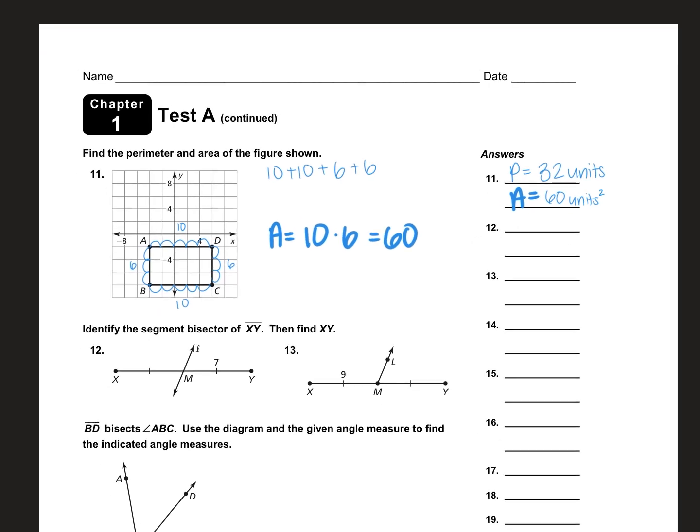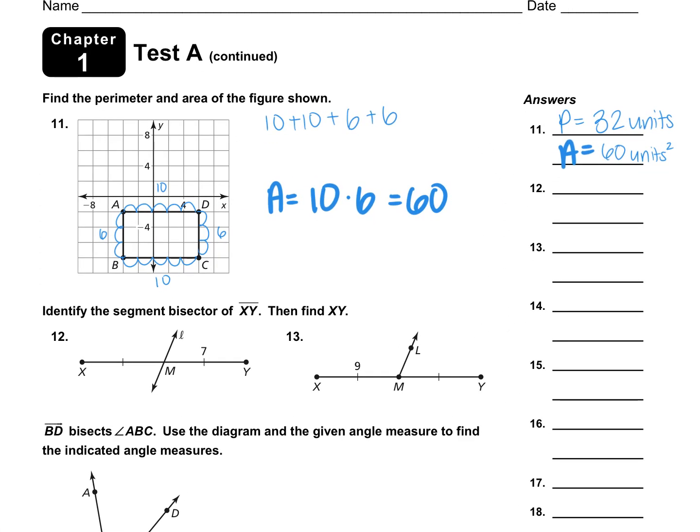All right, let's go ahead and go to number 12. Again, reading comprehension is key. What are they asking me for? It says, identify the segment bisector of XY, then find XY. So I need two things for each of these questions. Identify the segment bisector of XY. Can someone tell me what the segment bisector of XY is? Keep in mind, it's not the point. Good, thank you, Ava. It is line L. For number 12, it is line L.